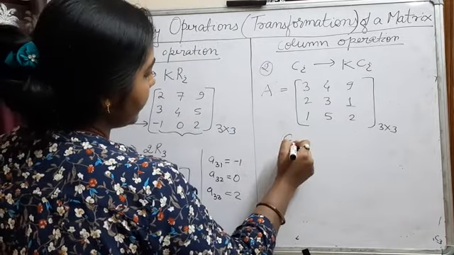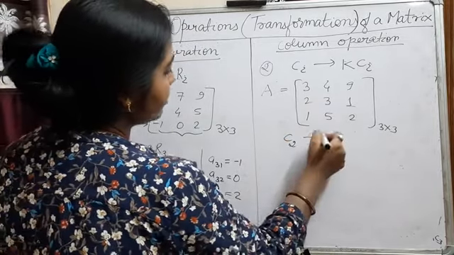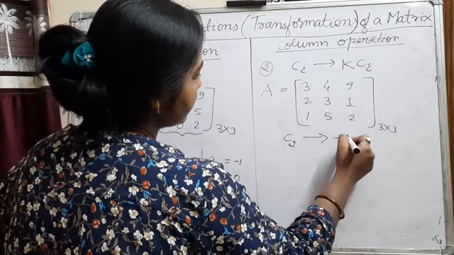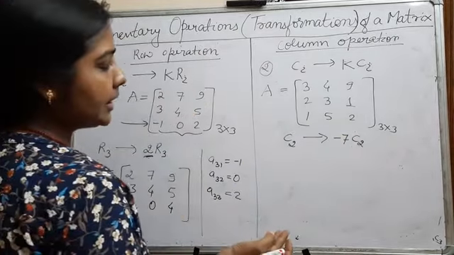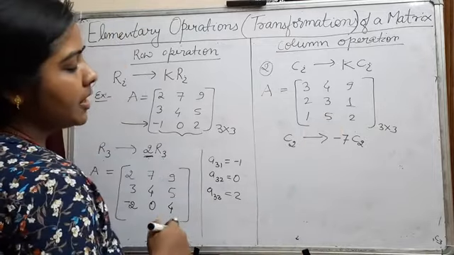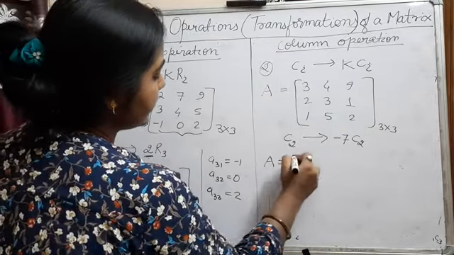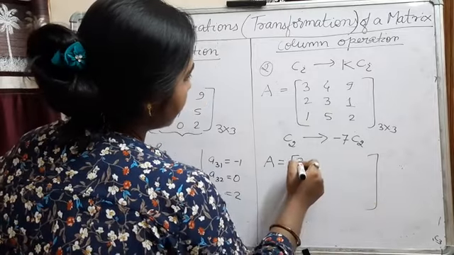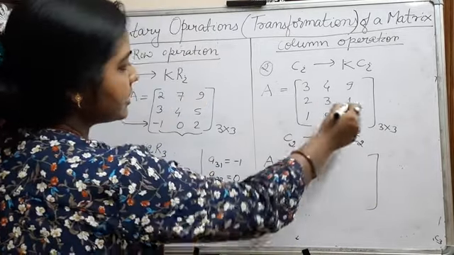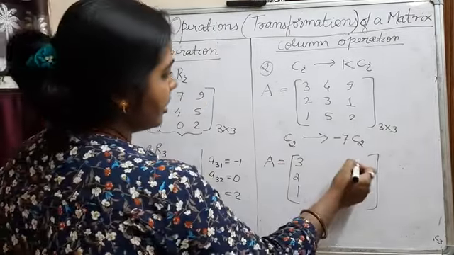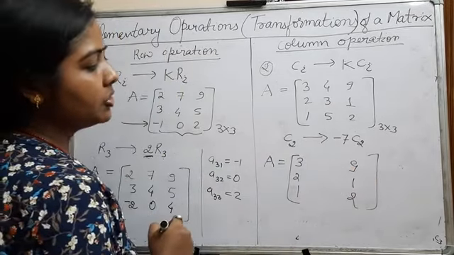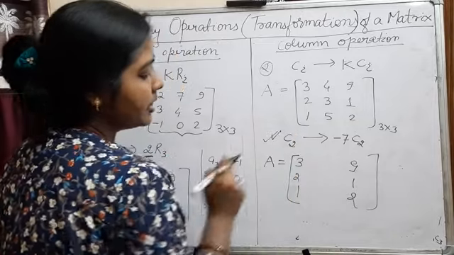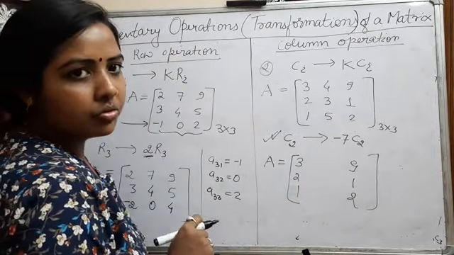What we are doing? We are taking here C2. C2 tends to minus 7 C2. Minus 7 is a scalar quantity K, so we are multiplying it. So the resultant A will be here 3, 2, 1. C1 and C3 we will write as usual, 9, 1, 2. We just have to change C2, because the elementary operation we have applied is on column 2.